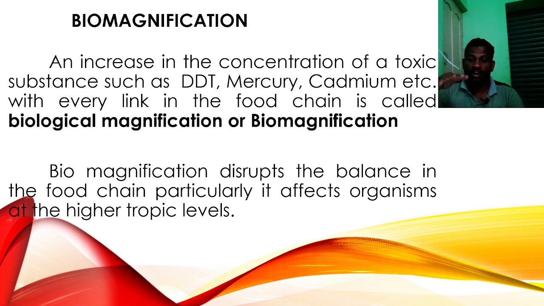If the toxic level increases in every trophic level, the organisms present in that trophic level start to die one by one. Because of this, we see an imbalance in the environment, not only in the ecosystem. If there is an imbalance in the ecosystem, then there is an imbalance in the environment.